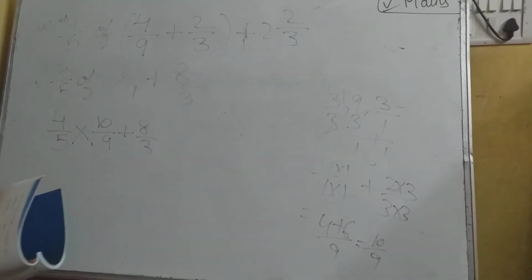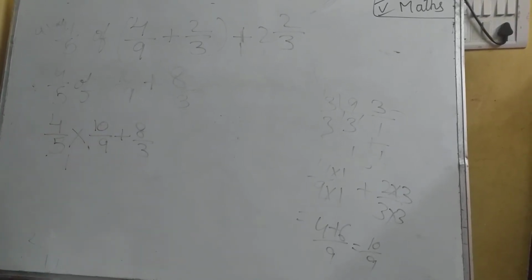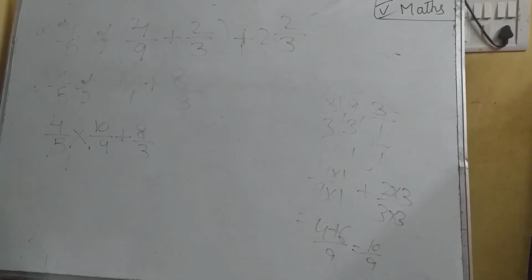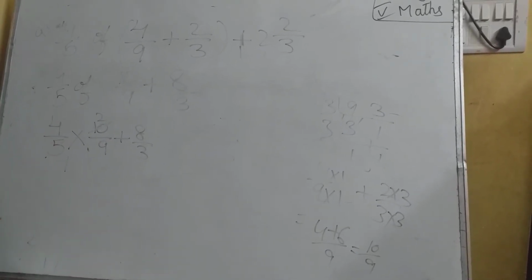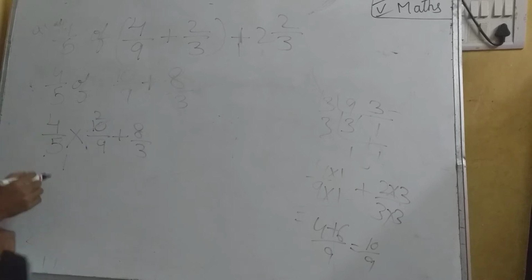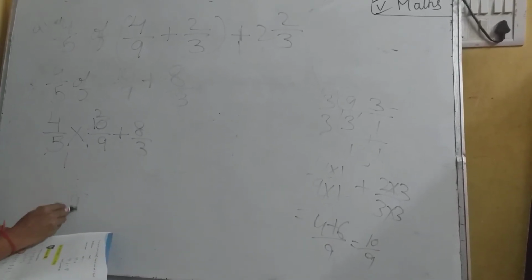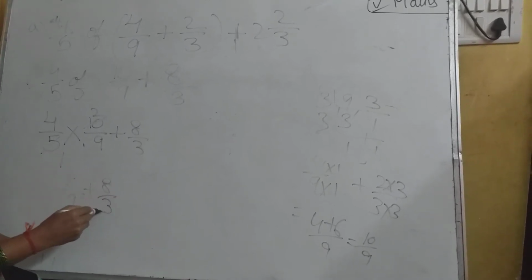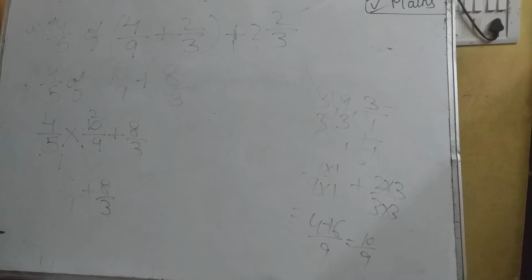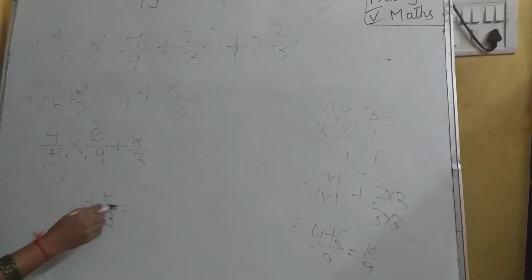Okay, now you see, 5 ones are 5. When there is multiplication you can cancel, but if there is addition you should not cancel. 4 by 5 ones are 5, 5 twos are 10. Okay, now you see 4 twos are 8, 4 twos are 8 by 9, 8 by 9 plus 8 by 3. Again LCM of 9 and 3 we have to do, because to add these two, the denominators should be the same. So LCM will be 9.